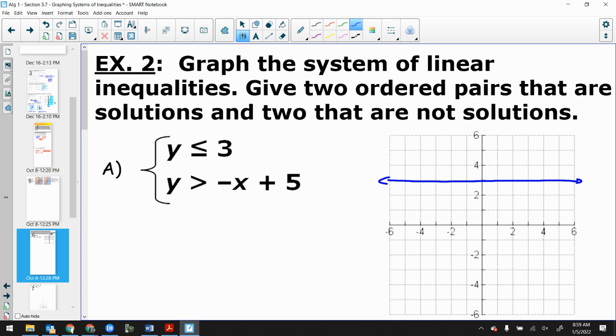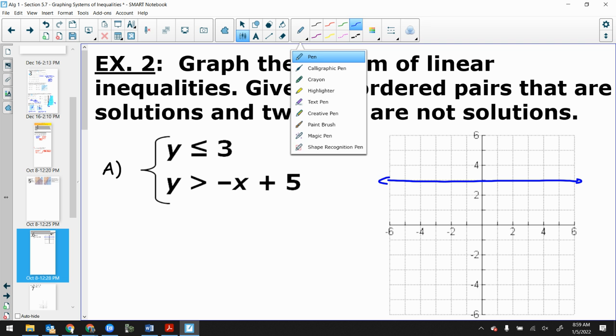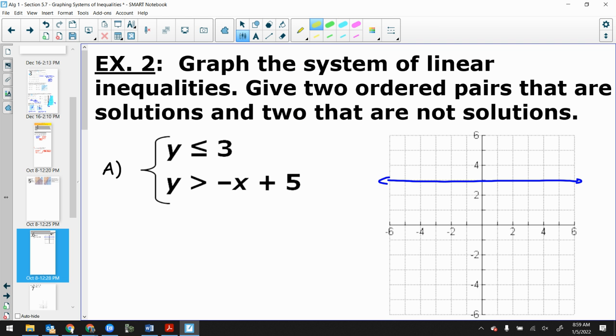Now, I can use above or below because it's a horizontal line. Less than or equal to 3, so shade below. Again, I'm going to shade the entire graph because I don't know where the other line is going to end up. I don't know where the overlapping region is going to be.